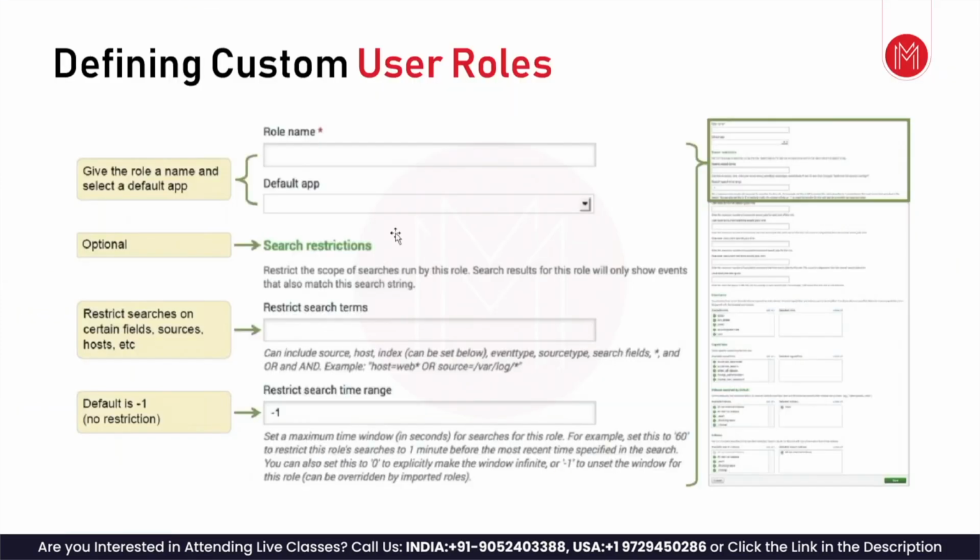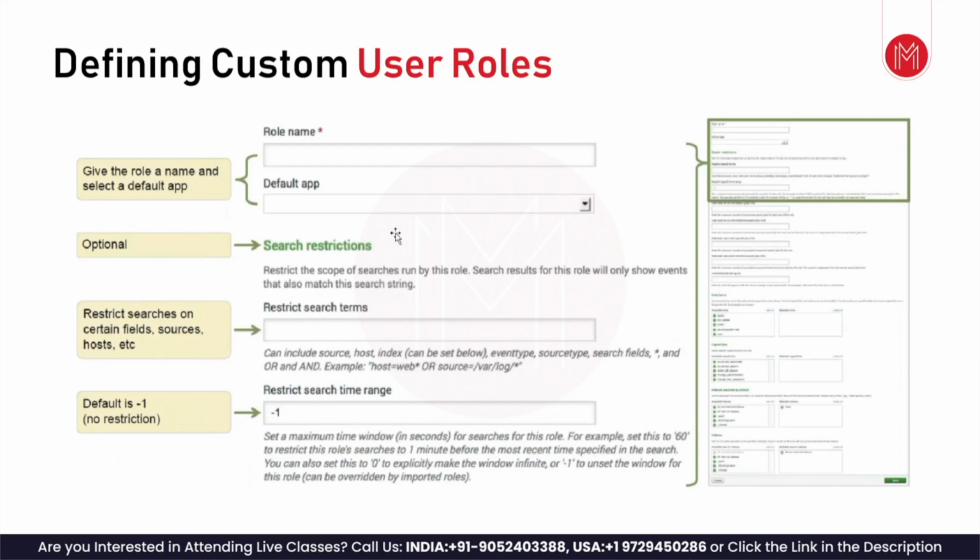Now, defining custom user roles. You can define the role, and if you see here, it is asking for role name, and whatever role name you are giving, it will be saved as that specific role name. Whatever privileges or capabilities inheritance you are adding to this specific role, it will be showing here.